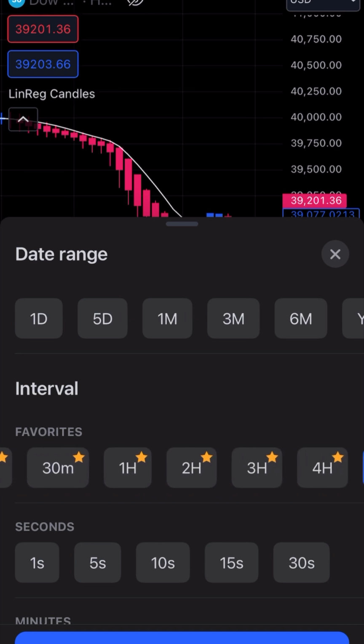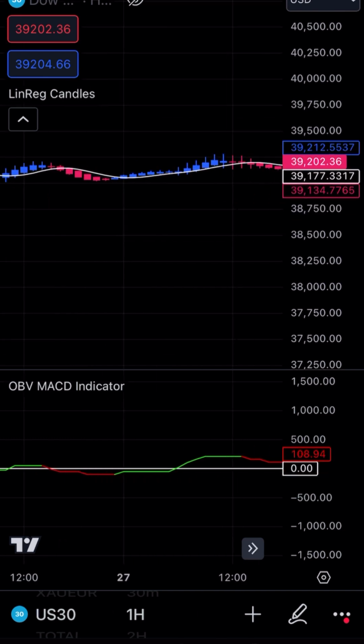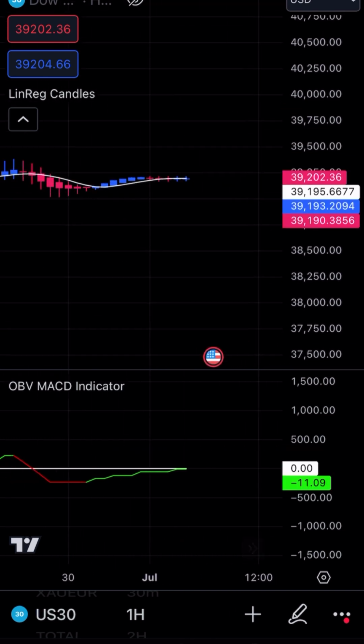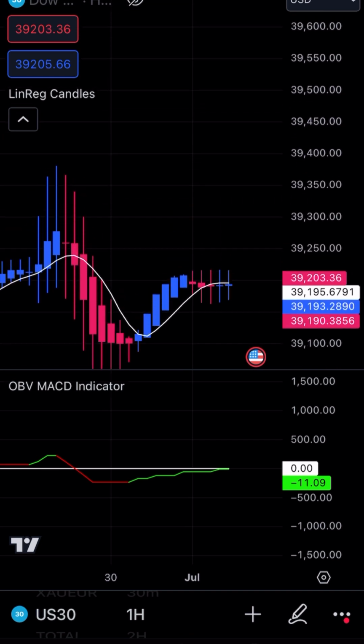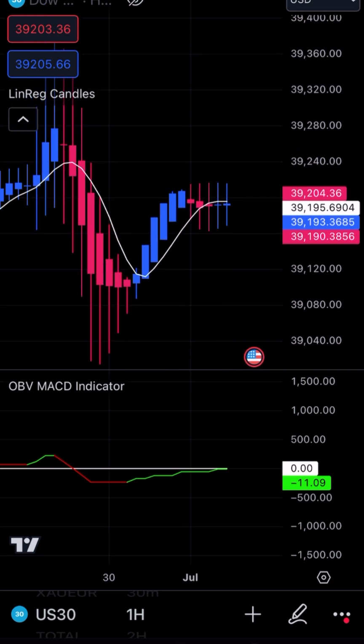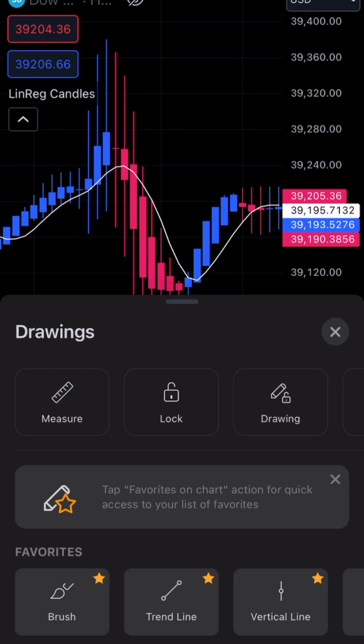So let's real quickly do this on an hour. Now, when I'm doing this, I don't really go to the small time frames because especially with the volatility of the US30, you won't make much. The hour is the smallest time frame I'll do with this strategy.